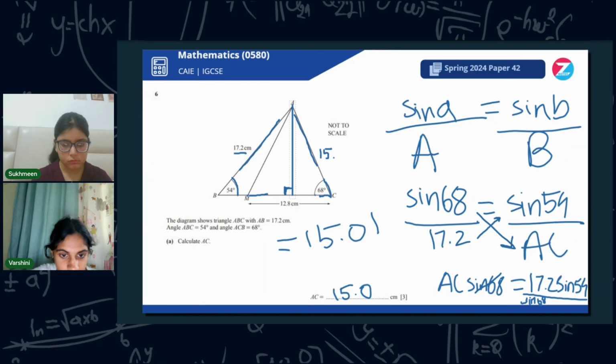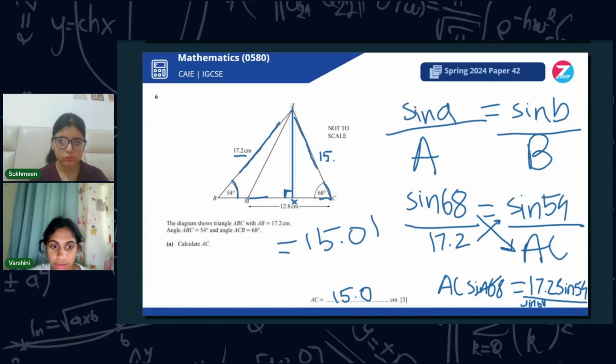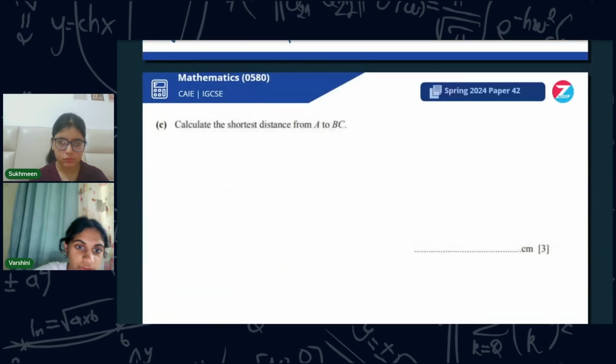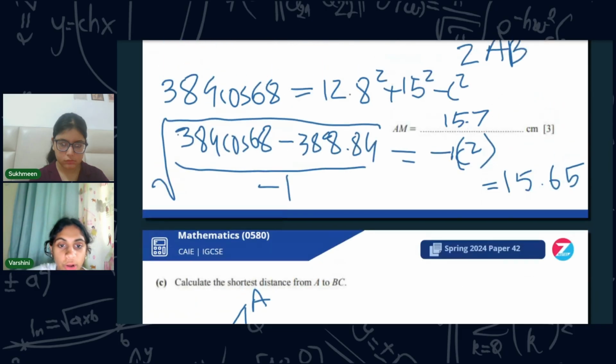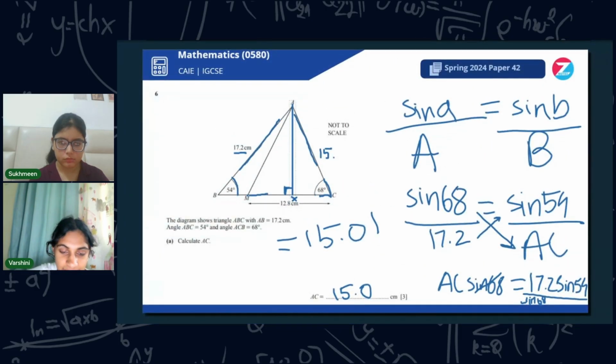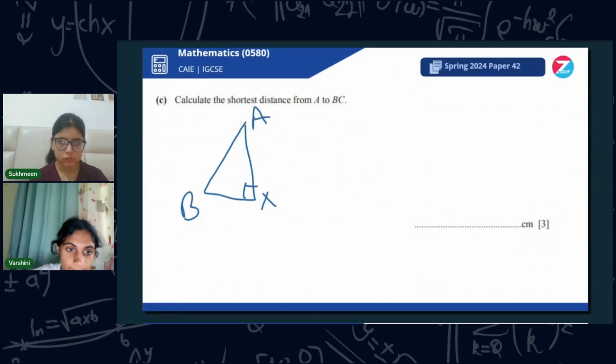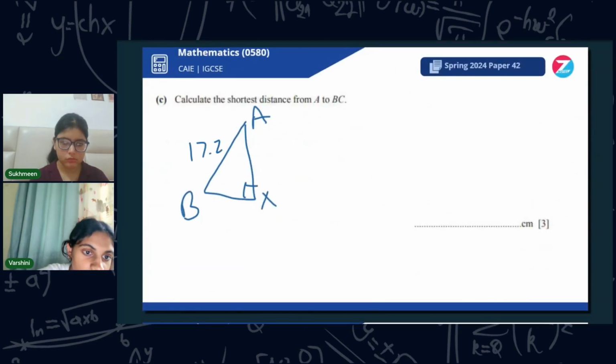And so let's label this point X, and that would make our triangle ABX into a right angle triangle. From here, it's really easy to calculate the shortest distance. Let's redraw triangle ABX over here. XAB, and this is a right angle, and we already know that AB is 17.2, and this angle over here is 54.